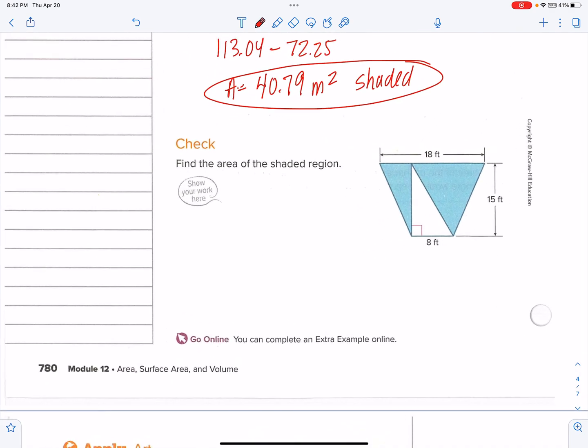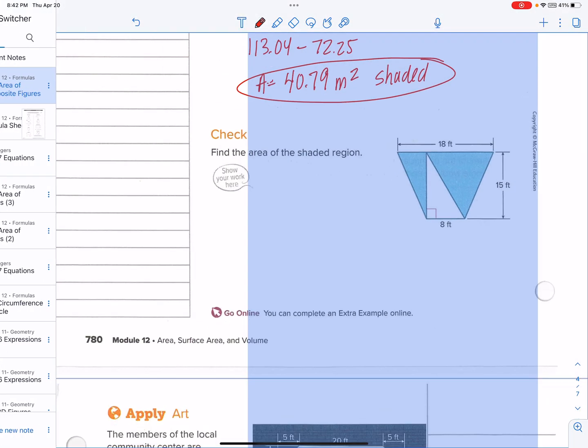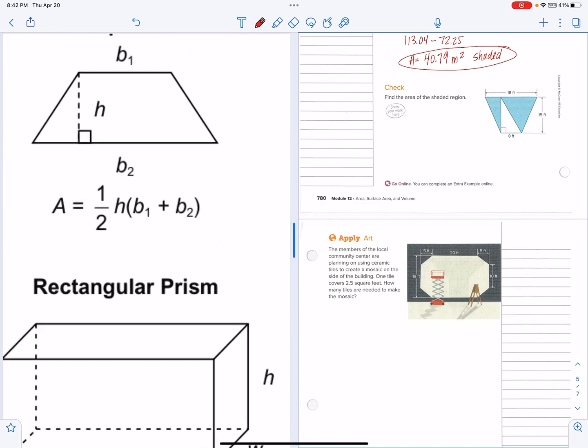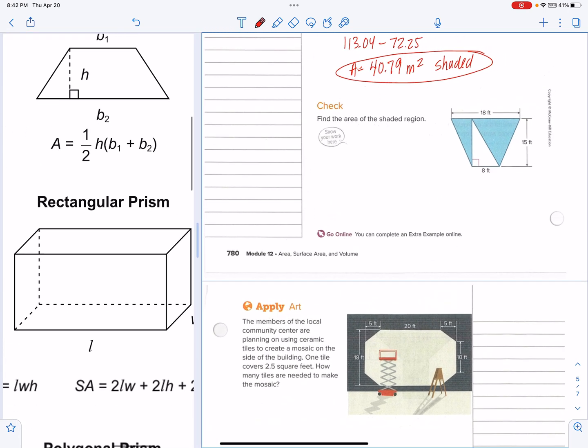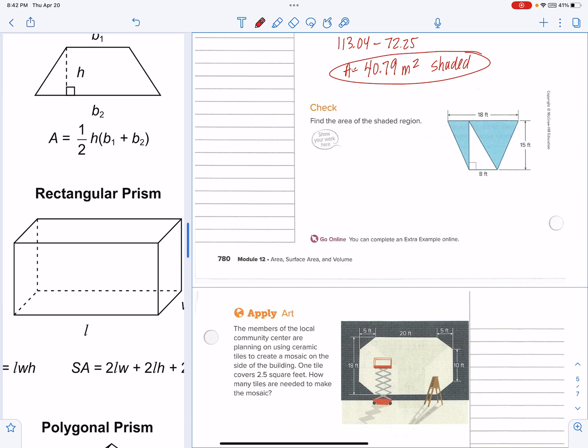Okay, trapezoid is one that we didn't do yet. Okay, so if you look at trapezoid, it has the biggest formula for area. Okay, and so that is, let's go ahead and do our same process here.